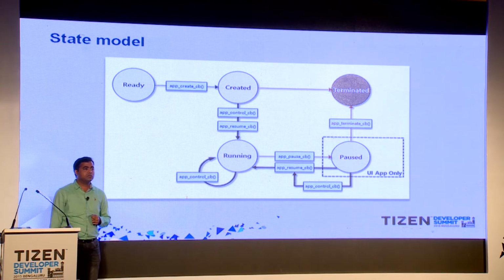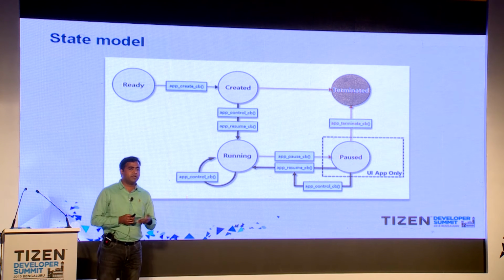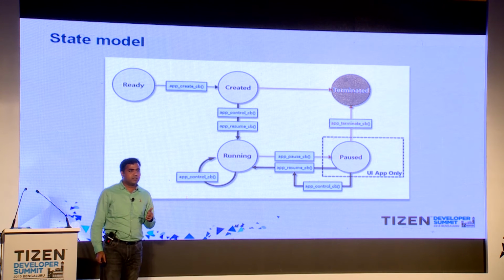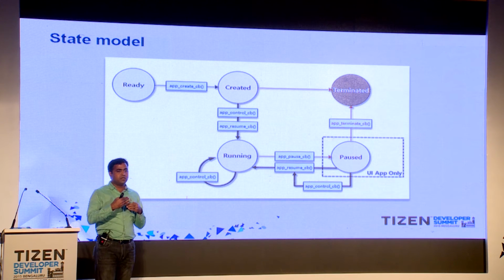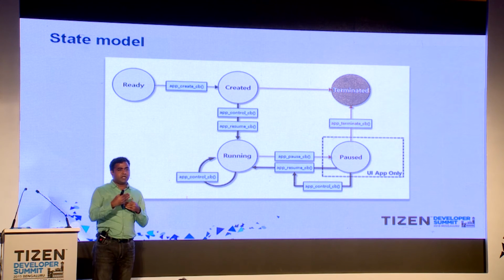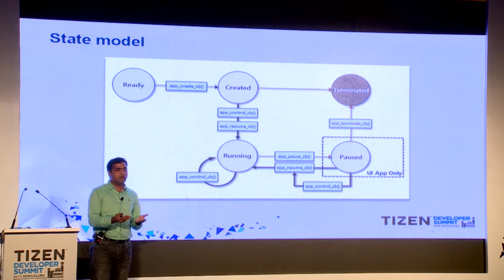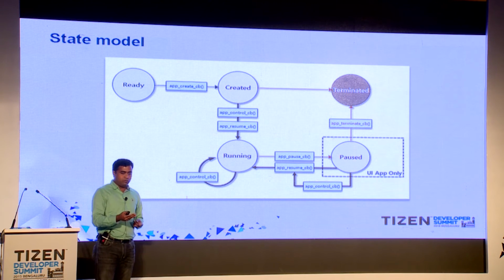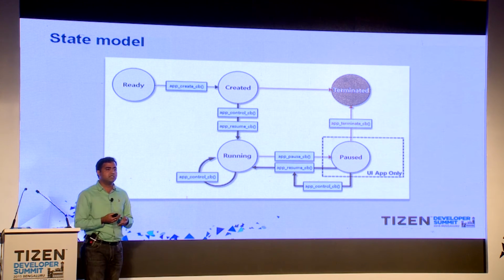So let's move on to the application state model and the application lifecycle. Any native application stays in five different states. The first state is the create or ready state. That's where the application is just about to be launched. And from this state, it enters into the created state. This is where the main function of the application is called, and this is the state where you need to do all your initializations.